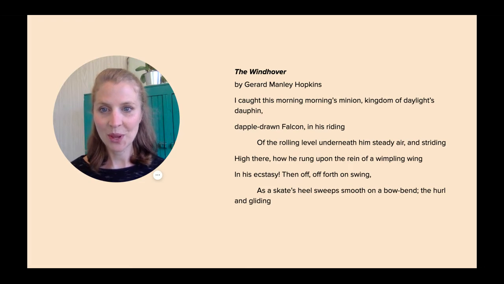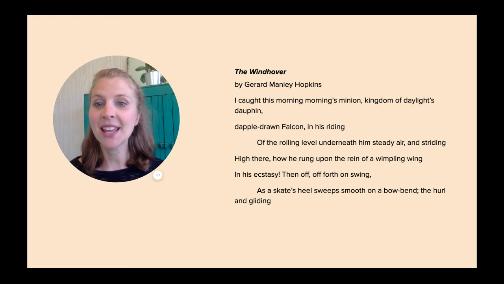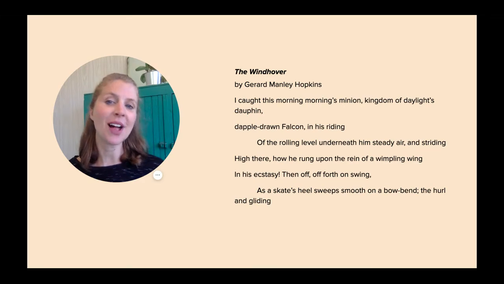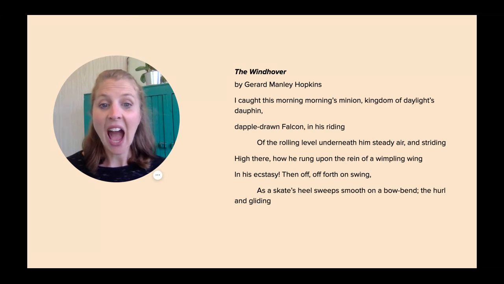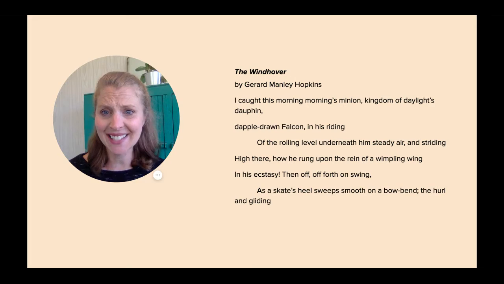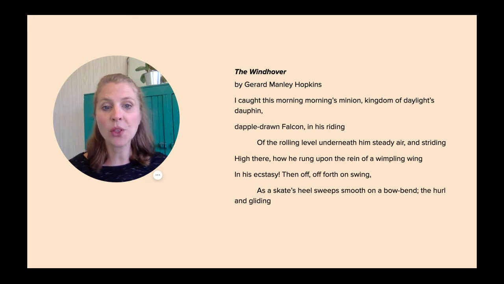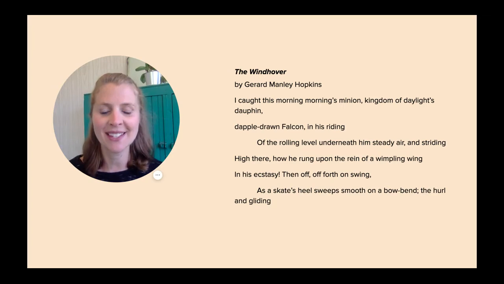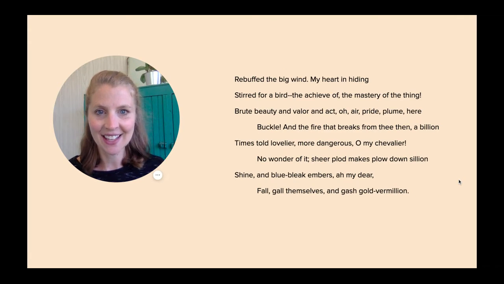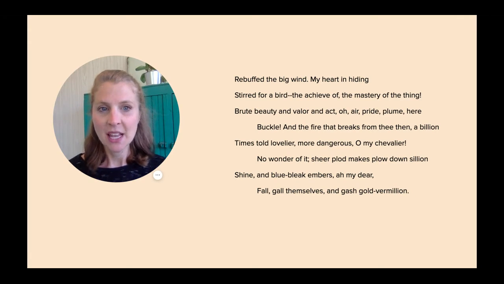I caught this morning morning's minion, king-dom of daylight's dauphin, dapple-dawn-drawn Falcon, in his riding of the rolling level underneath him steady air, and striding high there, how he rung upon the rein of a wimpling wing in his ecstasy, and then off, forth on swing, as a skate's heel sweeps smooth on a bow-bend: the hurl and gliding rebuffed the big wind. My heart in hiding stirred for a bird, the achieve of, the mastery of the thing!